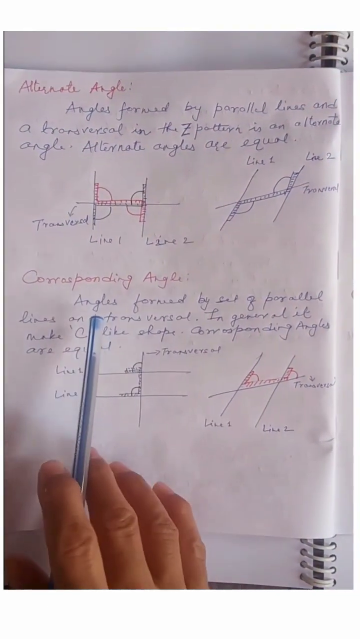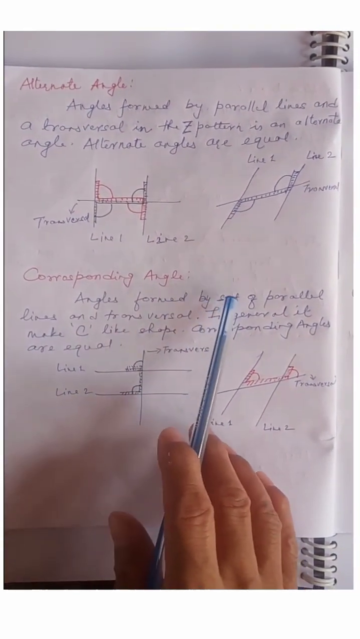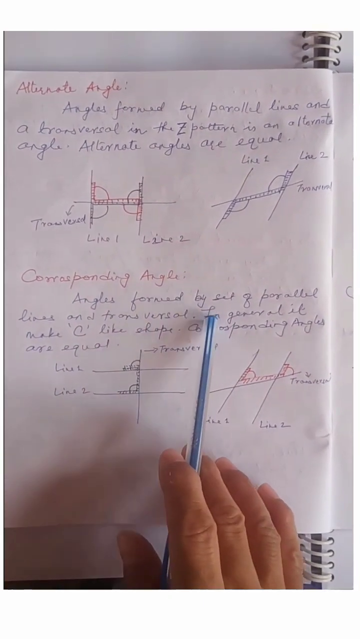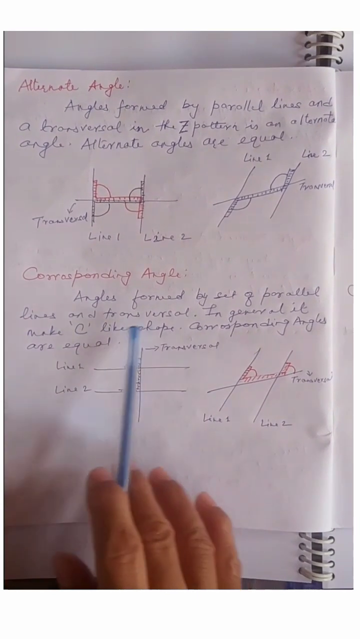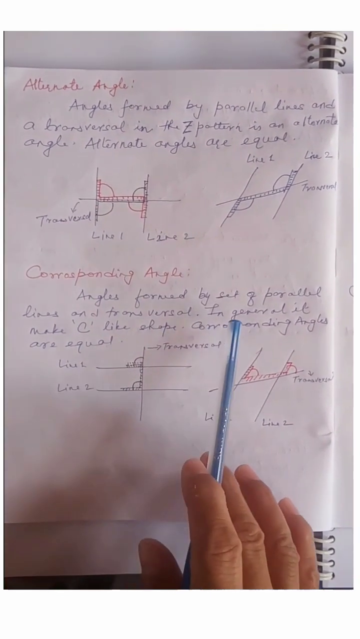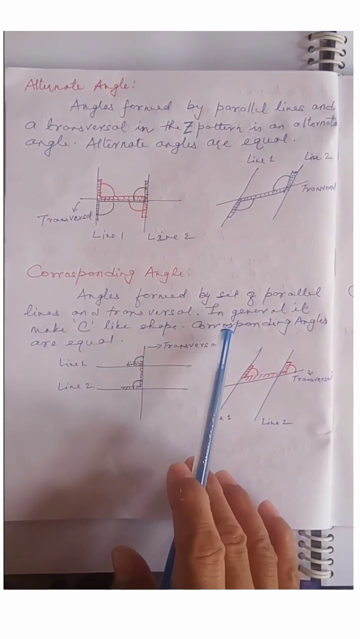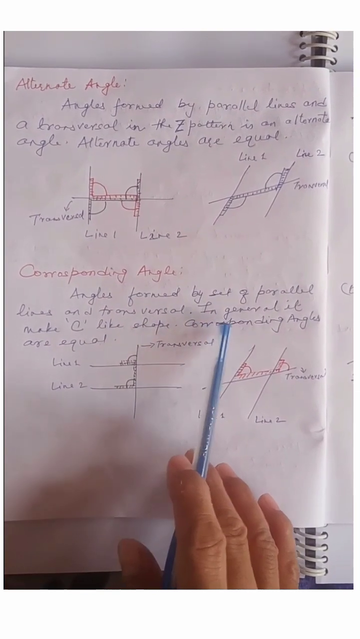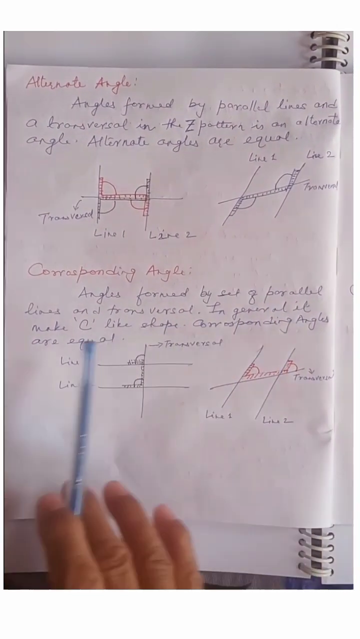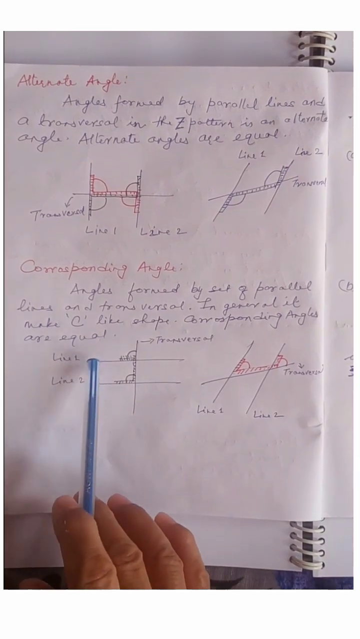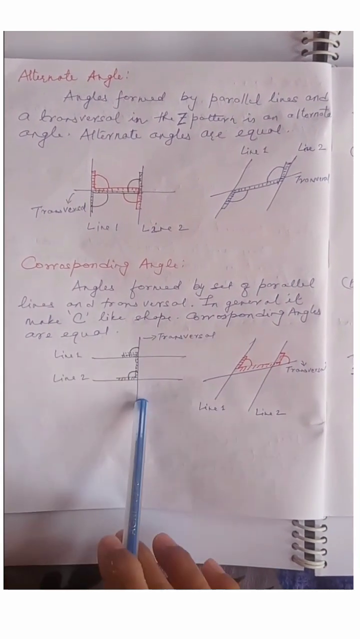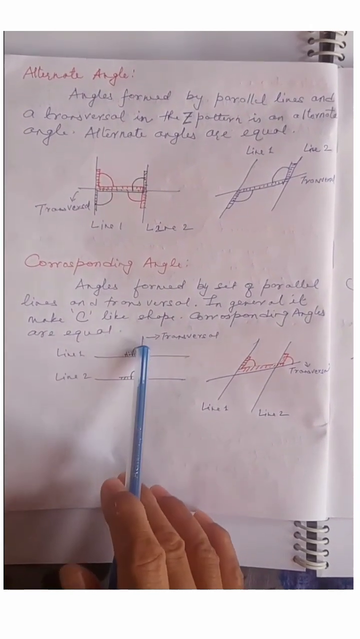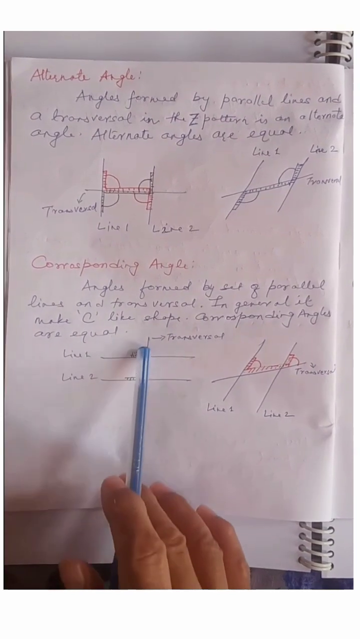Corresponding angles: any angles formed again by a set of parallel lines and a transversal. In general, they make a C-like shape. So angles formed in this C-like shape by a set of parallel lines and a transversal are known as corresponding angles, and corresponding angles are equal. So this is line 1, this is line 2, this is a transversal cutting line 1 and line 2. So in the C-shape, this angle and this angle are formed, so these are corresponding angles.